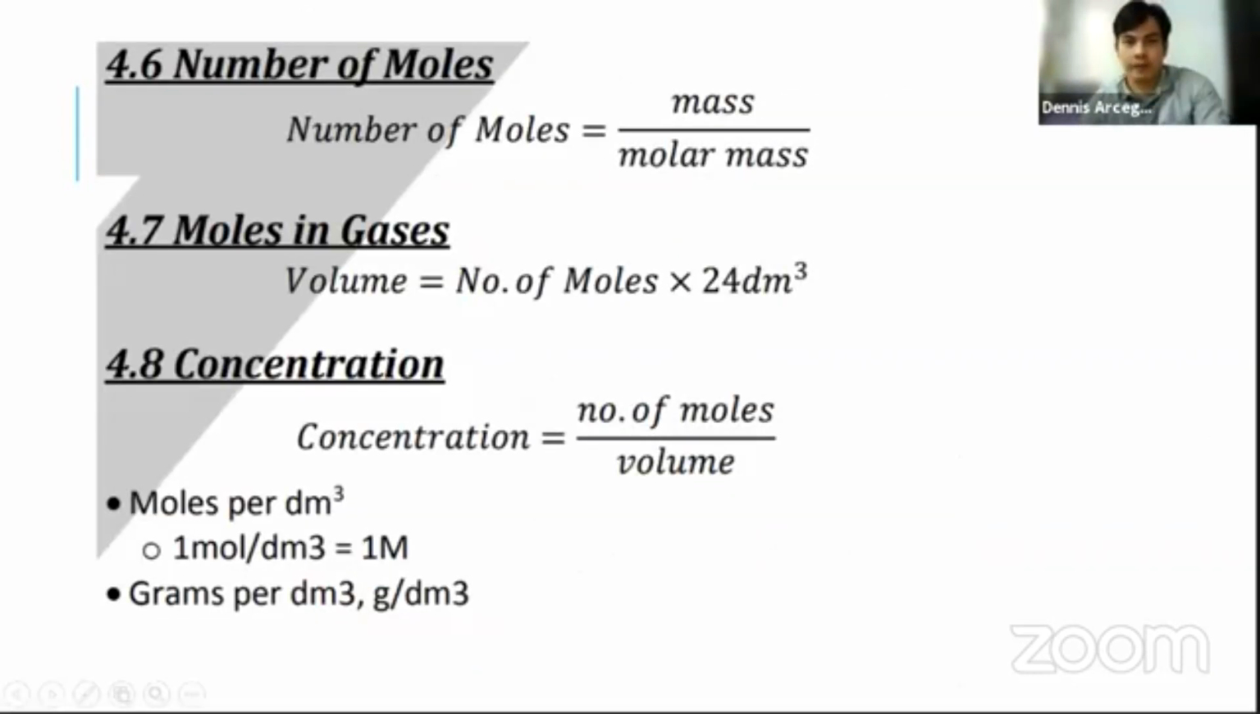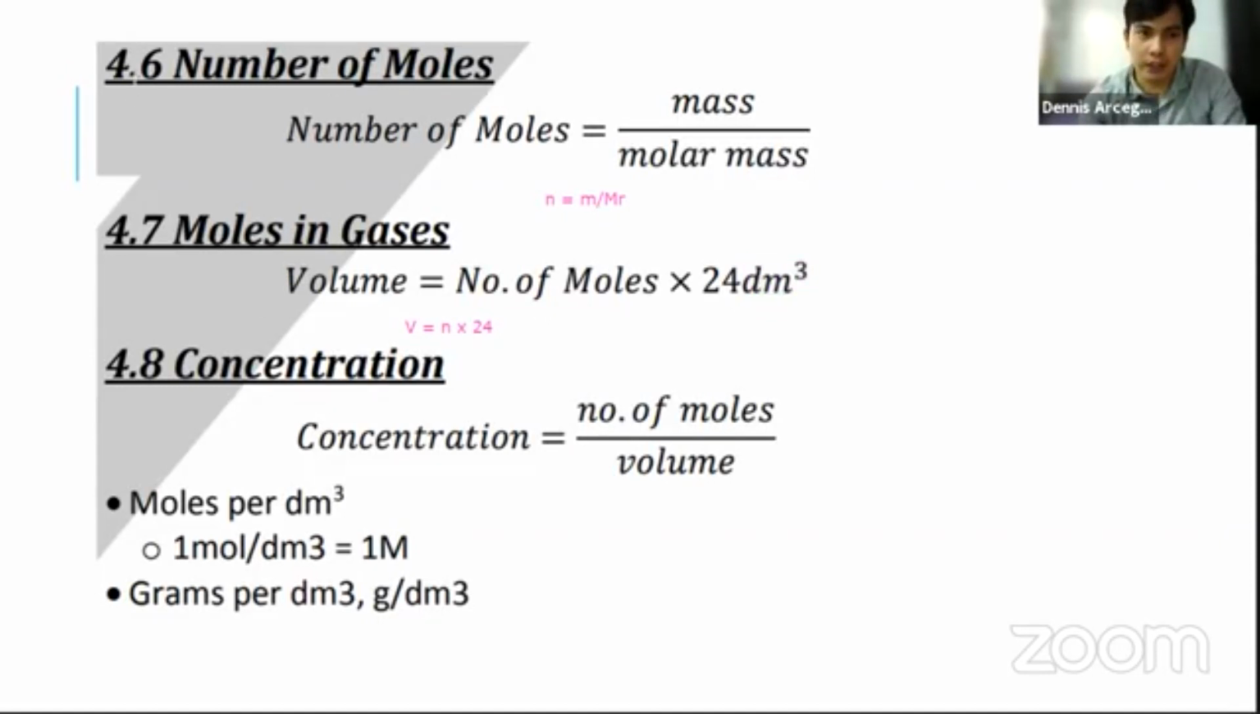Next. Okay, so here are the formulas you have to remember. Just a few formulas only for number of moles, moles in gases, and then concentration. I have given you this several times before. So number of moles equals mass over molecular mass, or simply N is equal to M over MR. Then for the volume of moles in gas, V is equal to N times 24. But you have to be careful on this. It should always be in dm cubed.